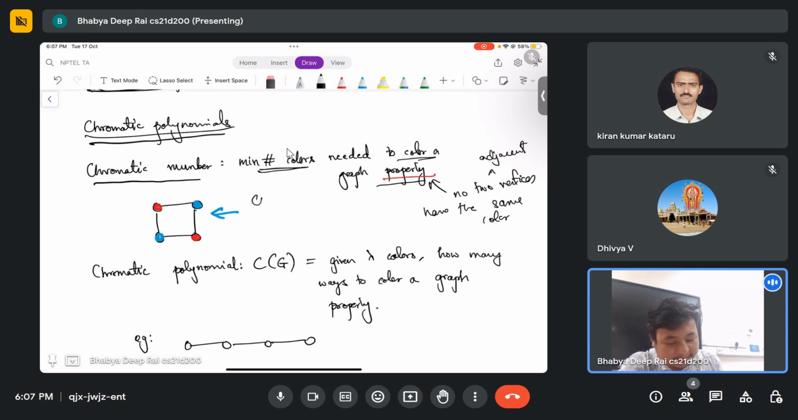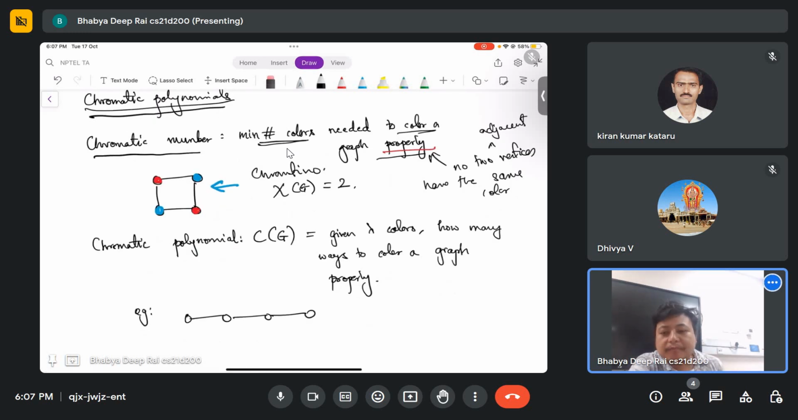Chromatic number, also represented by chi, of graph G is equal to 2 in this case. It is the minimum number of colors needed to color this graph properly.